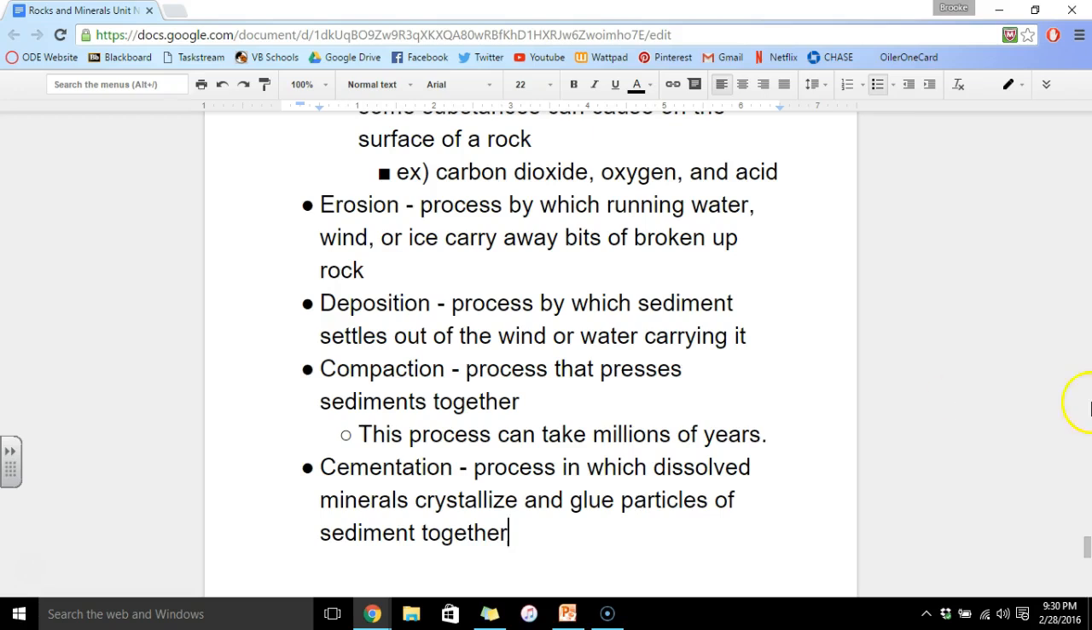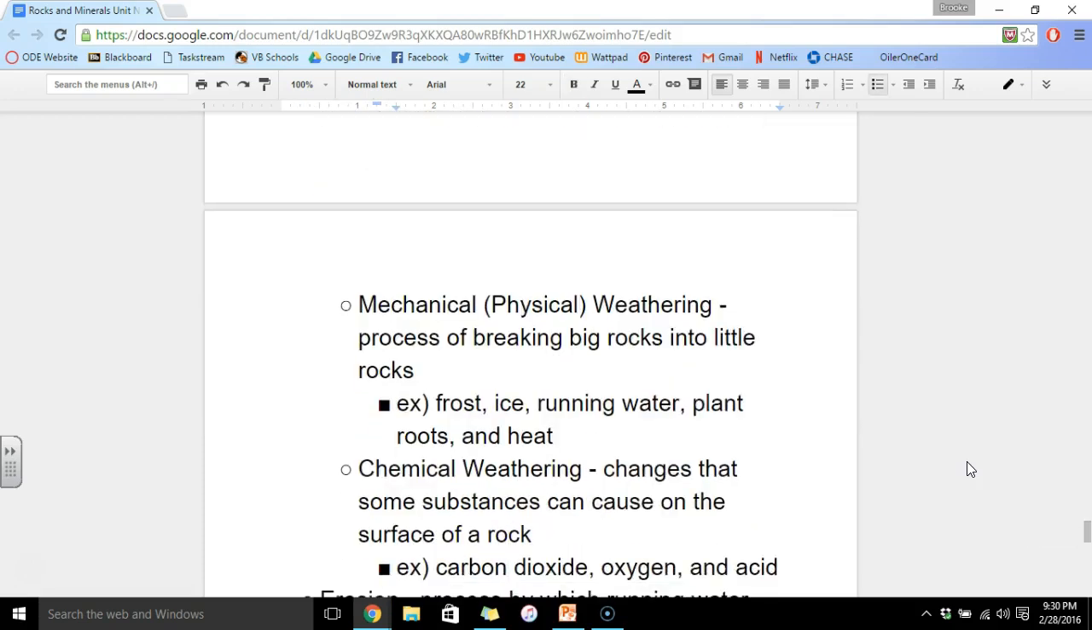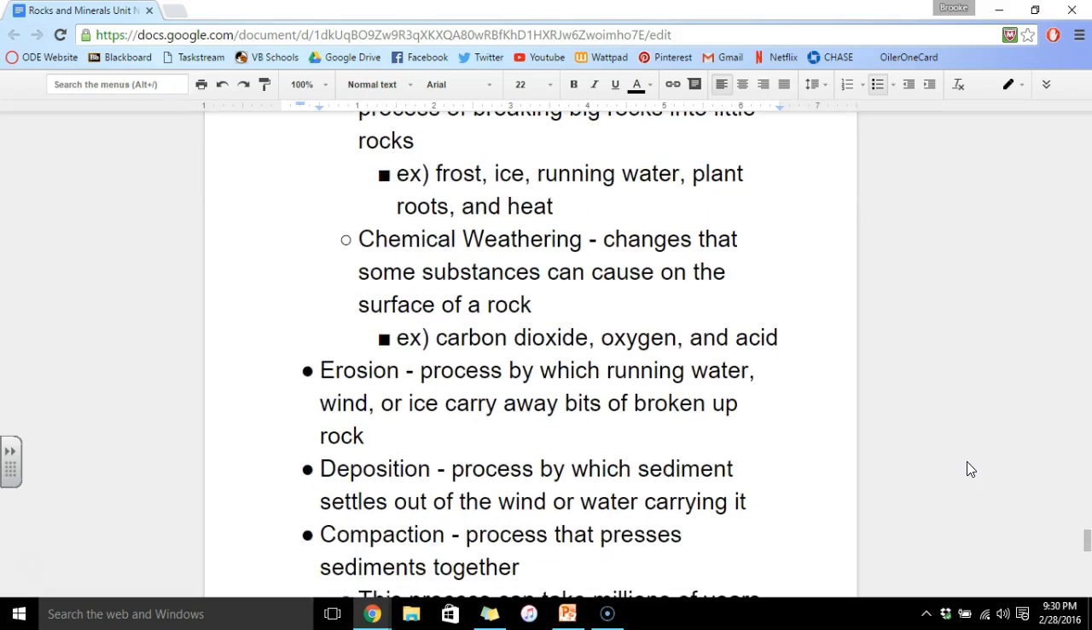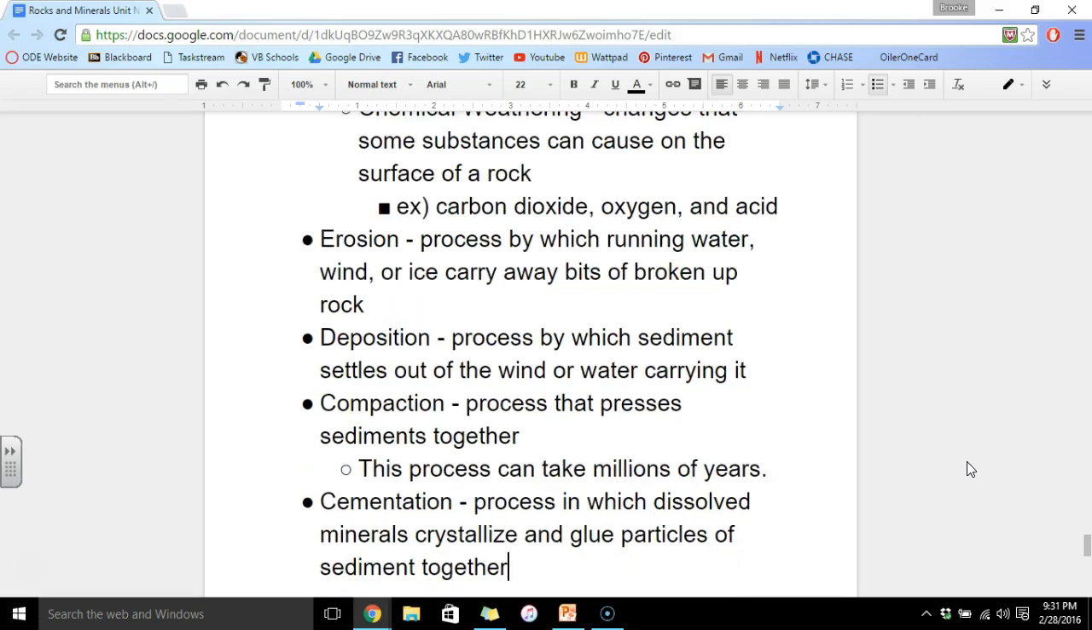So let's review then our steps. It starts out with weathering, when the rock breaks apart. We have 2 types of weathering, mechanical or physical weathering, and chemical weathering. And then we have erosion, which carries the broken up pieces of rock away. Deposition, when the sediment settles out. Compaction, when the sediment presses together. And cementation, when it crystallizes and glues the sediment together.